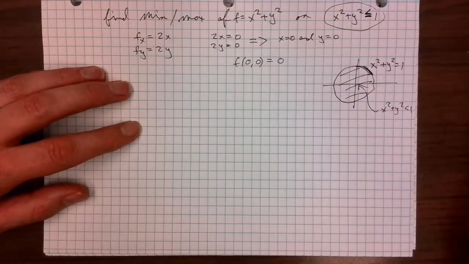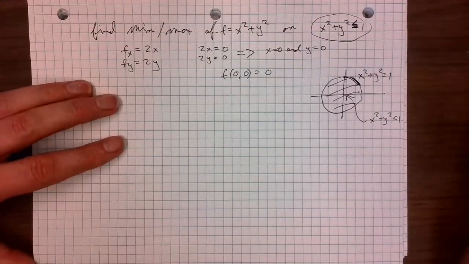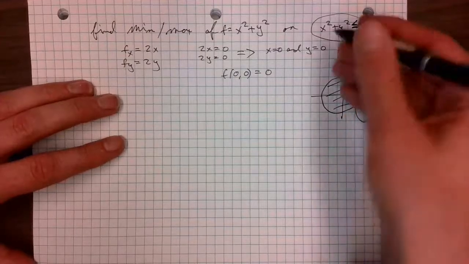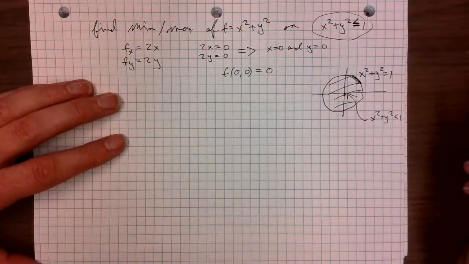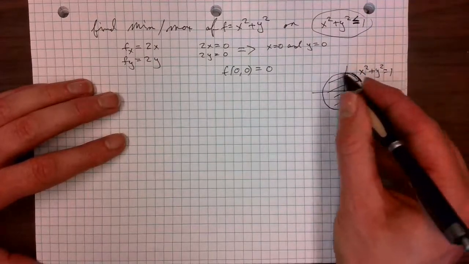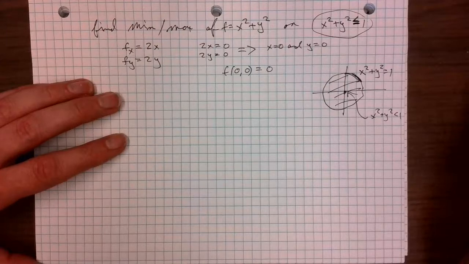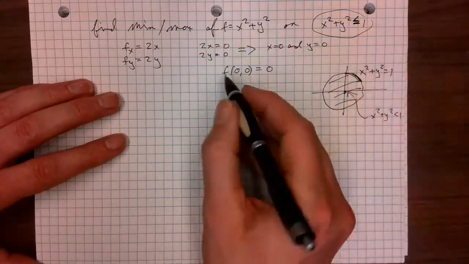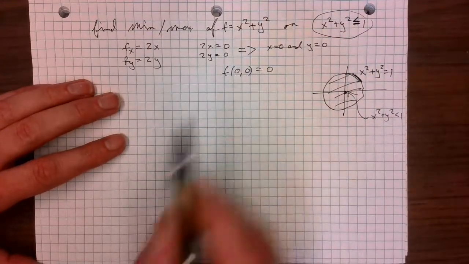this inequality does define a closed and bounded set. It's bounded by 1, right? Everything is within distance 1 of the origin, and it's closed because it does include the boundary, because of the less than or equal to. Okay, so we found inside we have a critical point, and that's where it's 0.